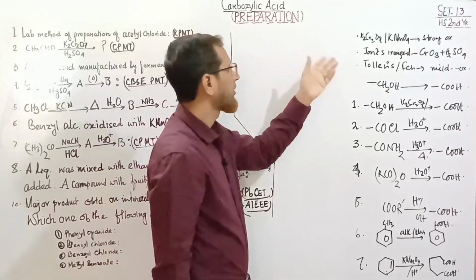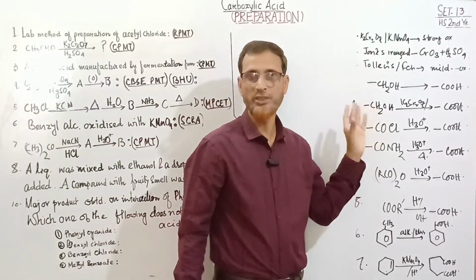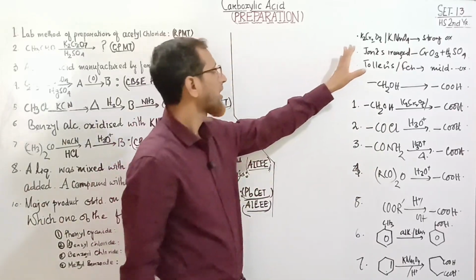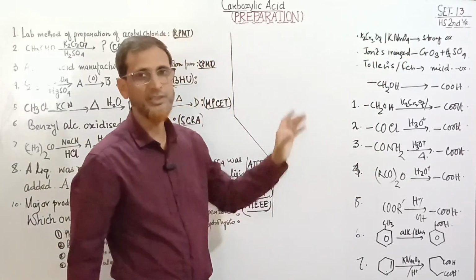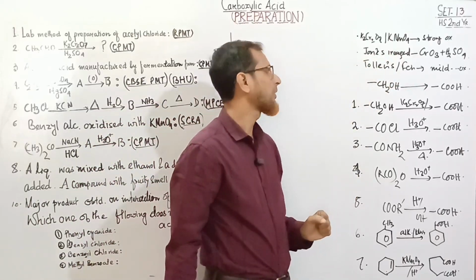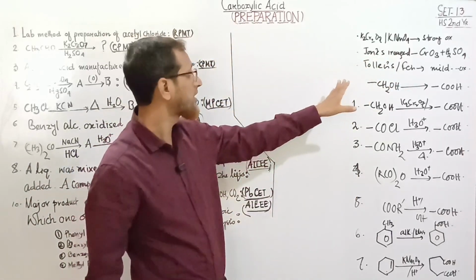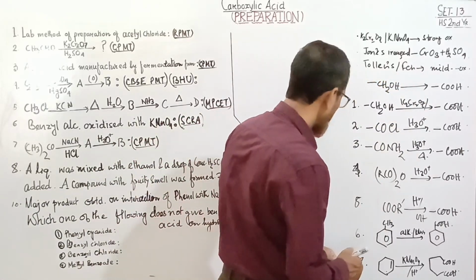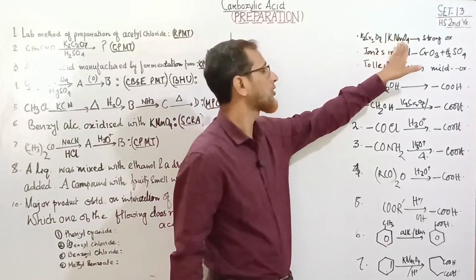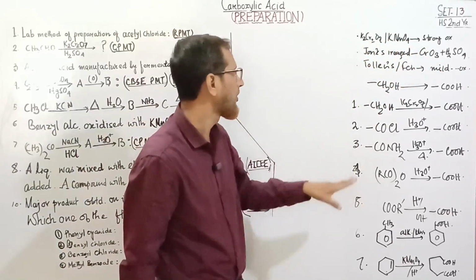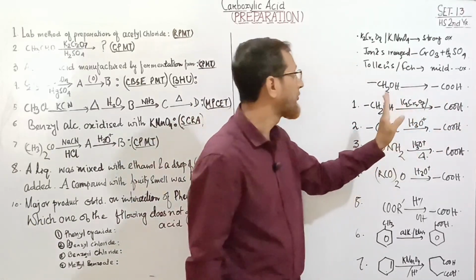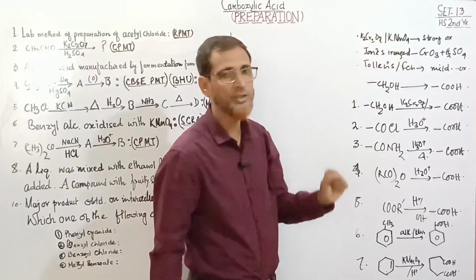First of all, there are two types of reagents used in the whole preparation in your textbook of carboxylic acid. One is KMnO4 and K2Cr2O7, which are strong oxidizing agents, and another is Jones reagent, CrO3 plus sulfuric acid, and another is Tollens reagent and Fehling's solution, and these are mild oxidizing agents. So what is the function of K2Cr2O7 and KMnO4? It is very simple. When you get CH2OH, it will directly convert into COOH if you use KMnO4 or K2Cr2O7.